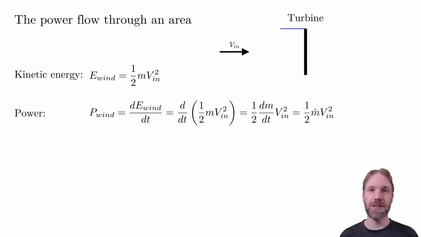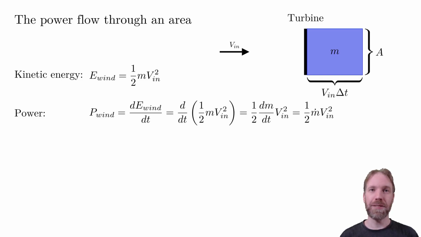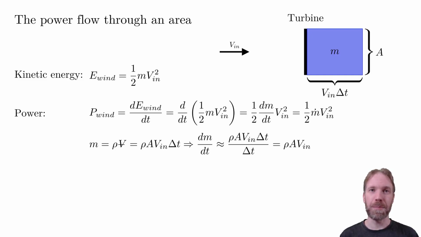Now, how large is the mass flow? Let the blue block represent the mass that will pass through the turbine. The size of this block can be represented by its area A and the length of it, which is given by the velocity and the time. We know that the mass is the density multiplied by the volume, where the volume is the area multiplied by the velocity and the time. This gives us that the mass flow is the mass divided by the time, which becomes the density multiplied by the area and the velocity. The available power now becomes 1/2 times the density, the area and the velocity cubed.